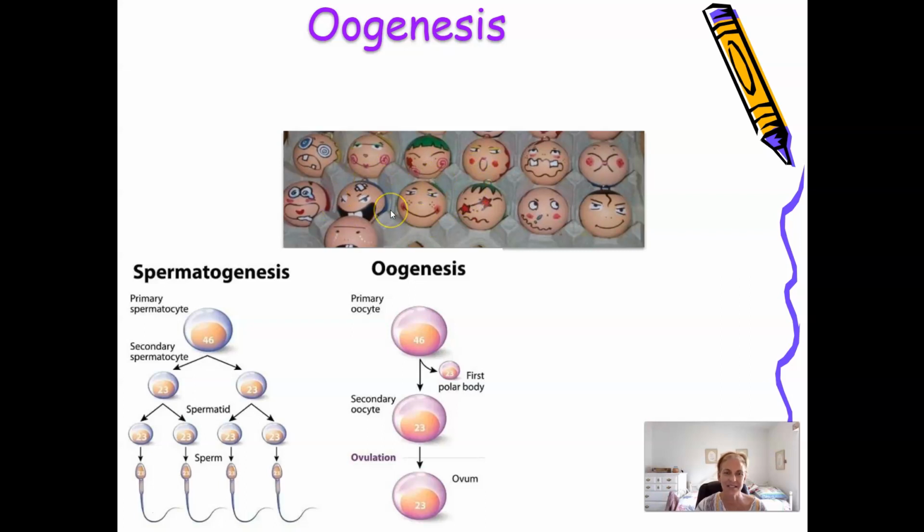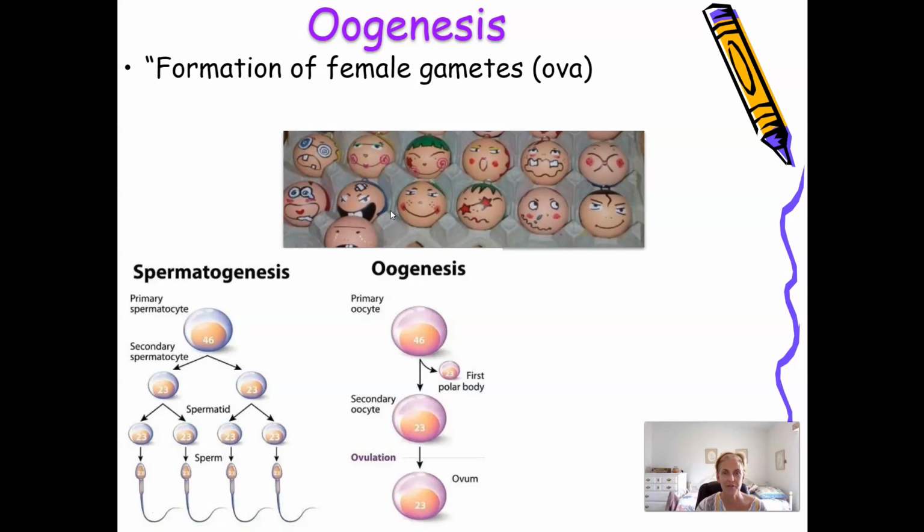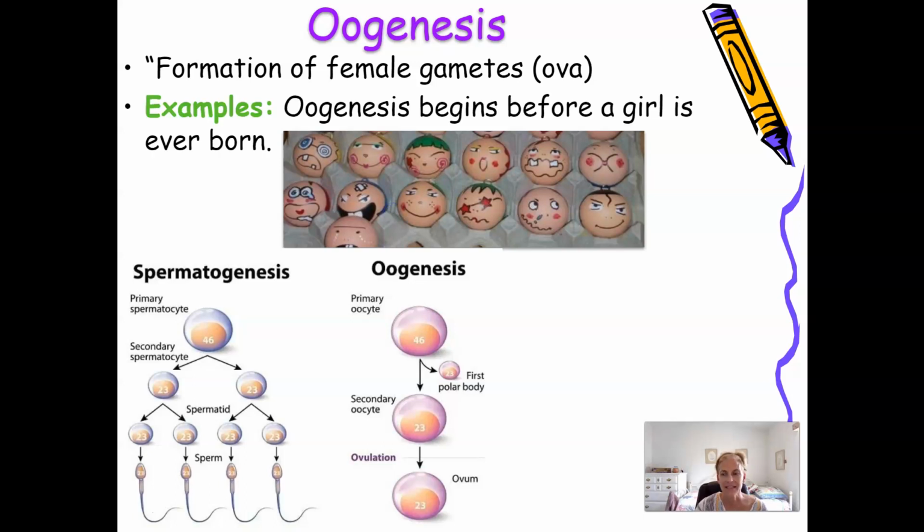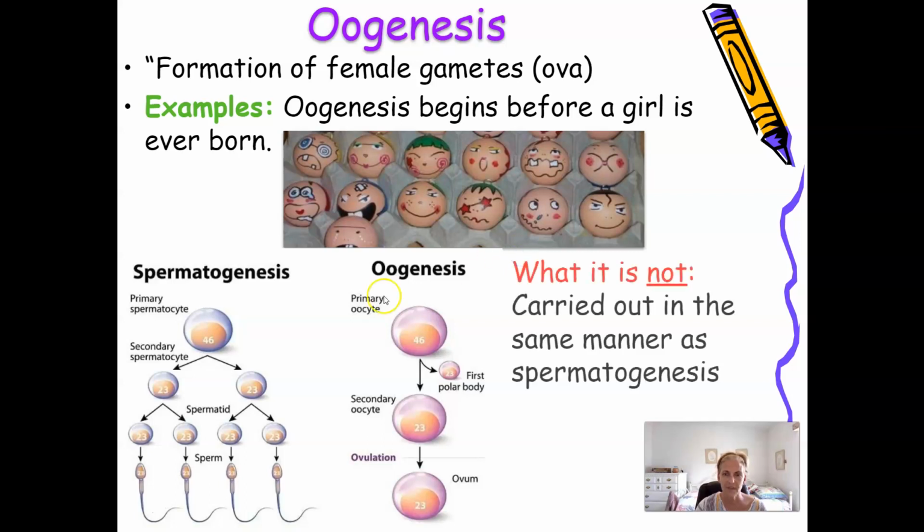Oogenesis, it's referring to the egg. So it's the formation of the female gametes. An example of using oogenesis in a sentence is that it begins before a girl is ever born. We can see that the two processes, oogenesis and spermatogenesis, do not occur in quite the same way. Notice spermatogenesis divides the first time into 2 cells, and oogenesis divides into 1 cell with 1 itty-bitty cell.